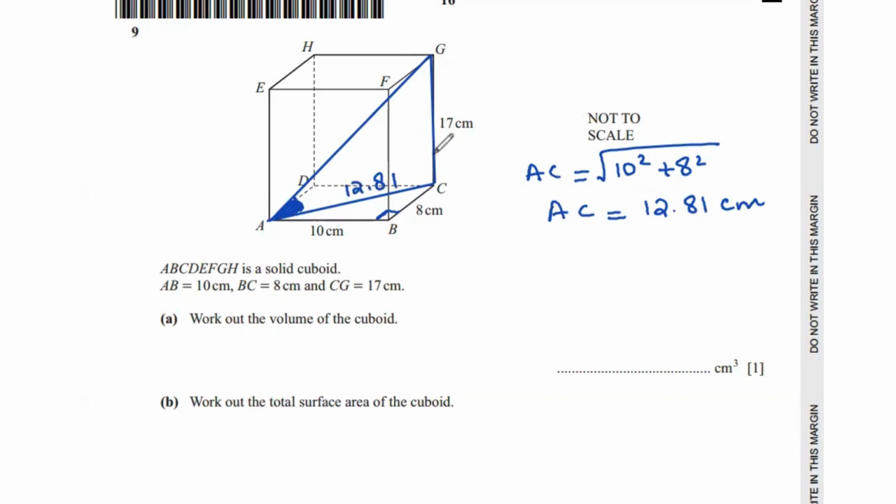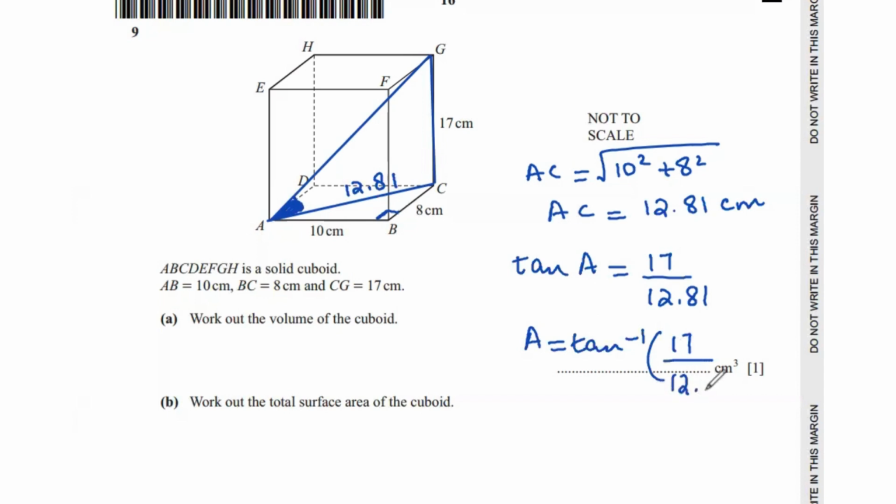Now that we have GC and AC, we have two lengths, we can find the angle using tangent. Tan of angle A equals 17 over 12.81. 17 is your opposite and AC is your adjacent. So tan inverse of this gives us 53 degrees. That's the angle that the line EG makes with the base.